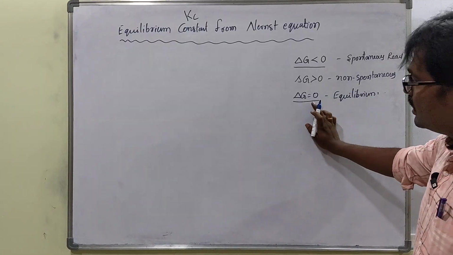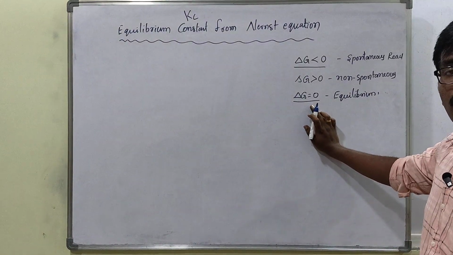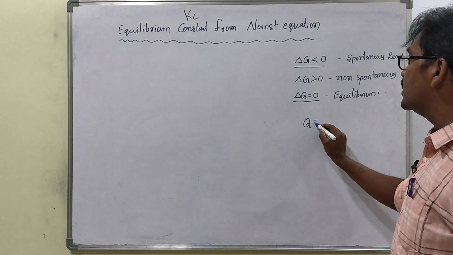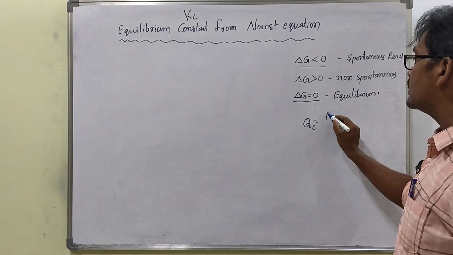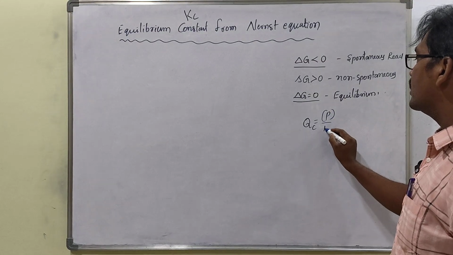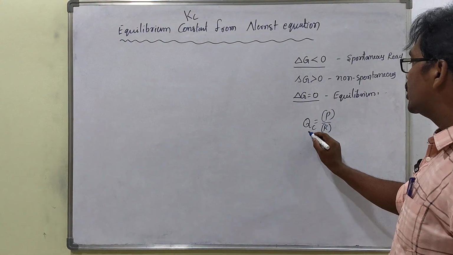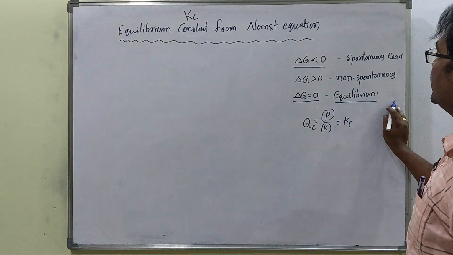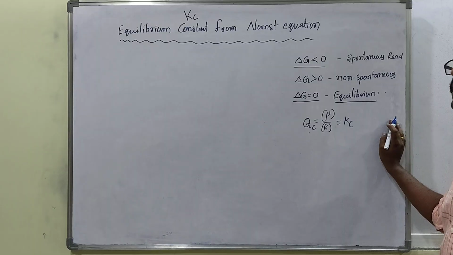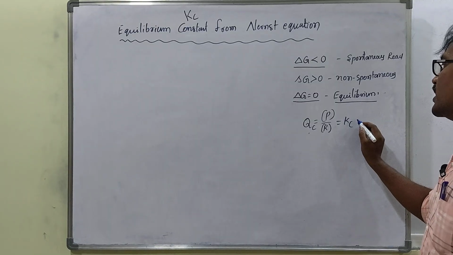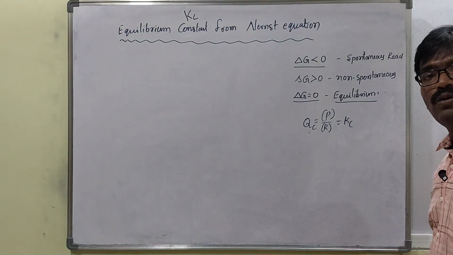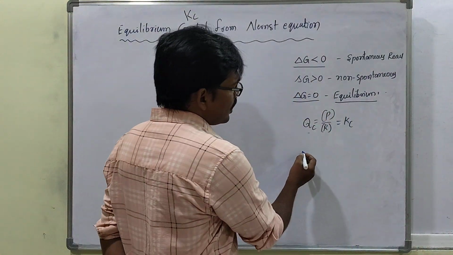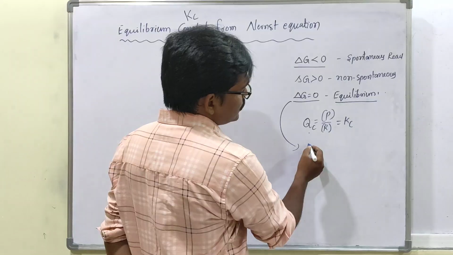When the delta G value is 0, that is the equilibrium position, then generally we are taking the Qc in the NERNST equation, that is product concentration divided by reactant concentration. When does this Qc become Kc? When the cell reaction is in equilibrium. So Kc and Qc are at which concentration? They are at the equilibrium concentration.